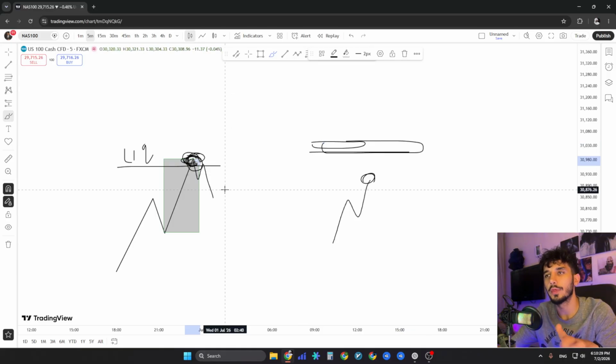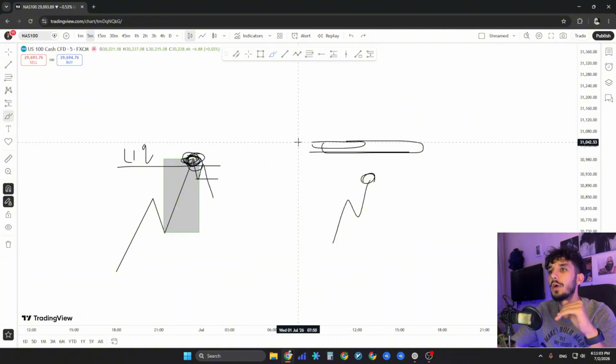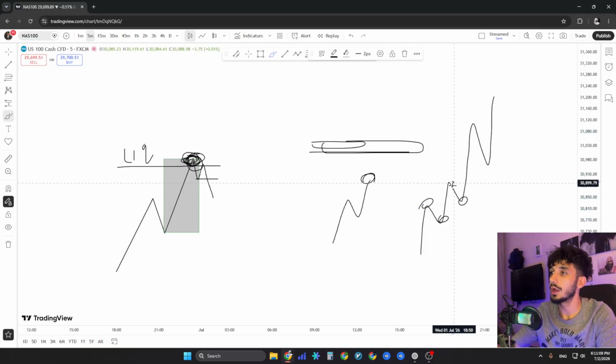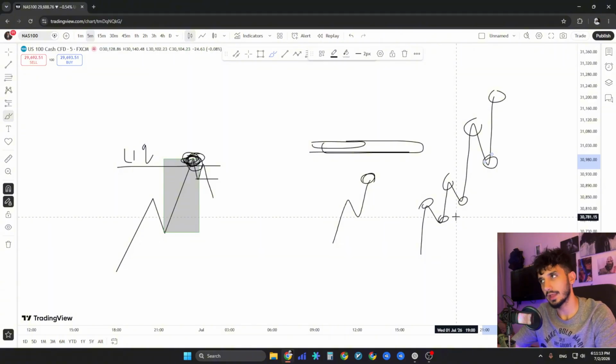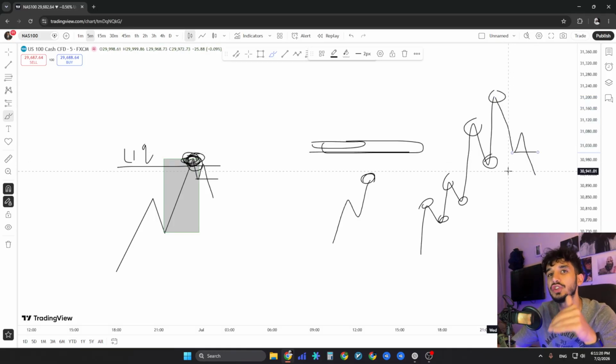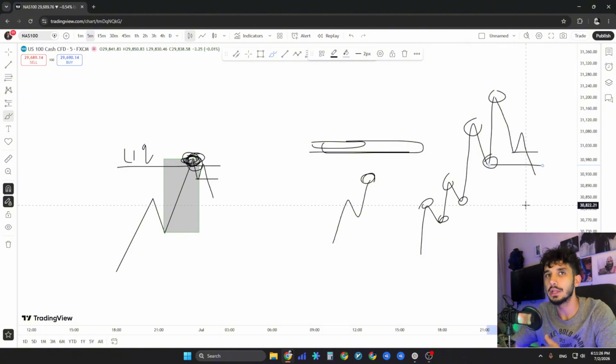What about the fourth? The fourth rule is to find a change of character. For example, I'm in an uptrend, higher highs and higher lows. That's clear, that's obvious. But if I see something like this, you see, this is change of character. Or this is change of character. Finally, I have a lower low.